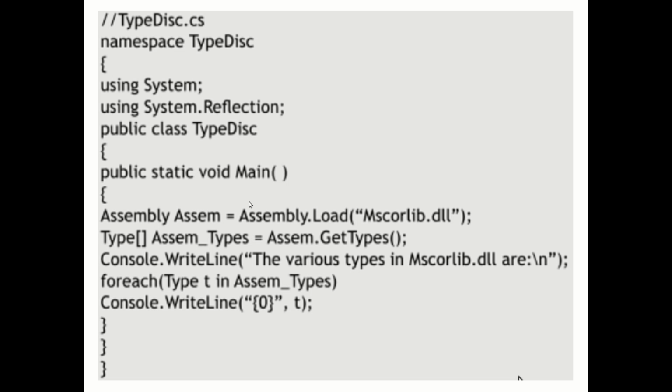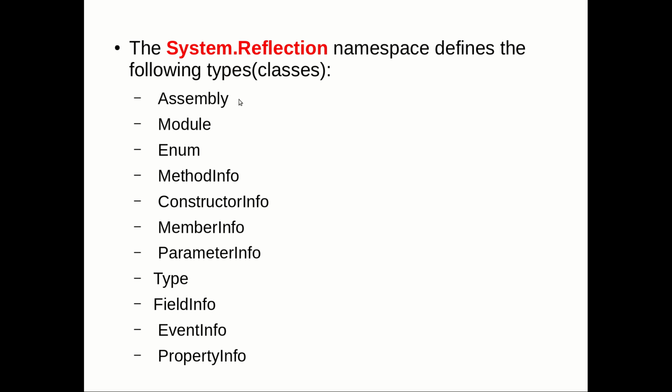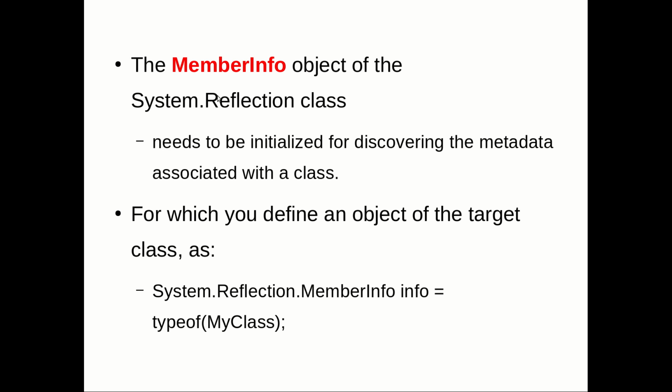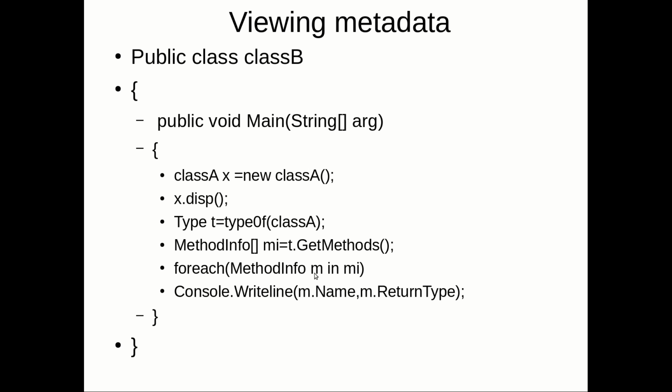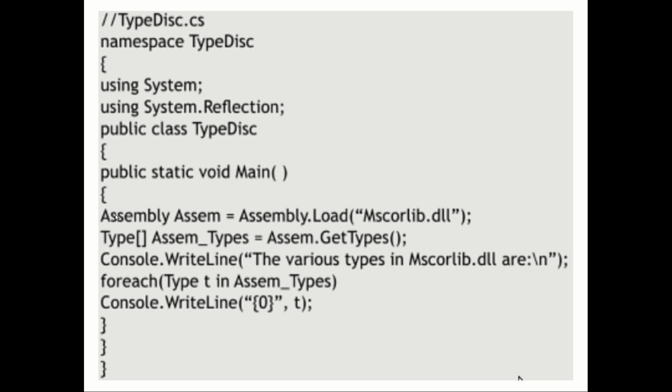So this is another example, which is given in your Balagurusamy textbook. You can use the reflection namespace, and I am defining a class here. Inside the main method, I am using Assembly.Load. Observe here, Assembly is another class available in the reflection namespace. So what you do here is, an assembly object is declared and you use the Load method, which will load one DLL.